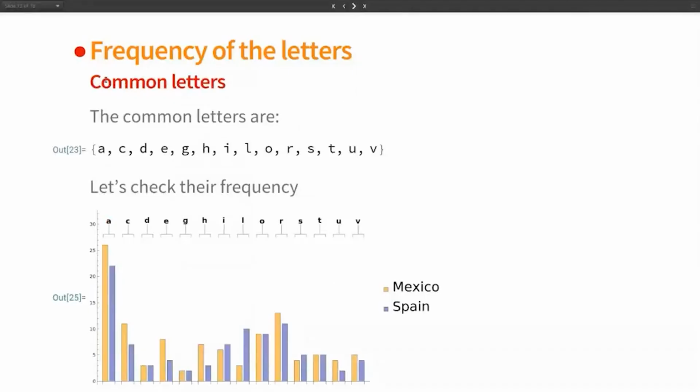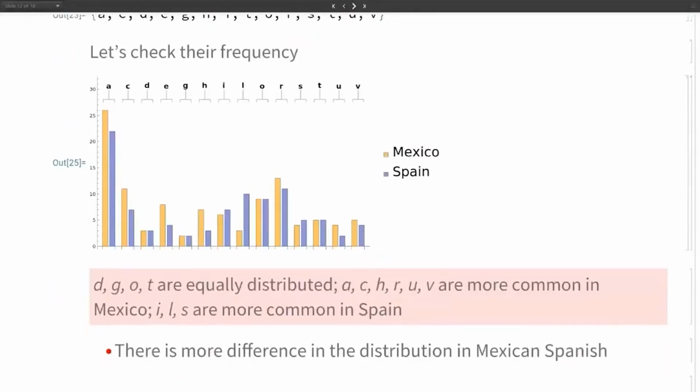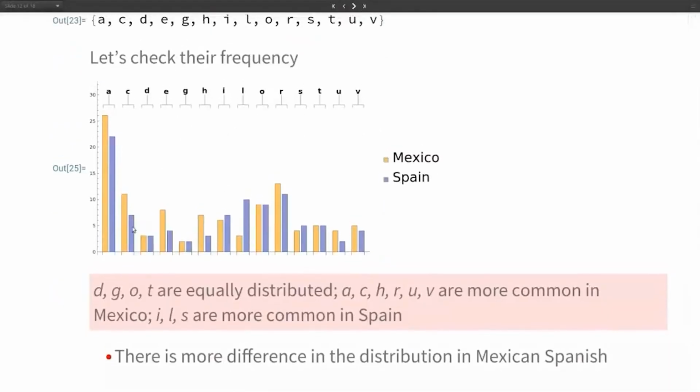First, the common letters. The common letters are these, and this is the plot. We can see in this plot that D, G, O, T are equally distributed, but A, C, H, R, U, V are more common in Mexico. E, L, S are more common in Spain. So this is interesting because there are more unique words in colloquialisms from Mexico and Spain.